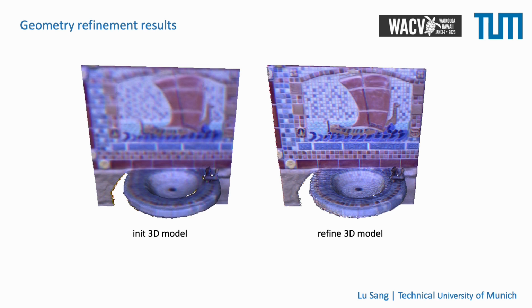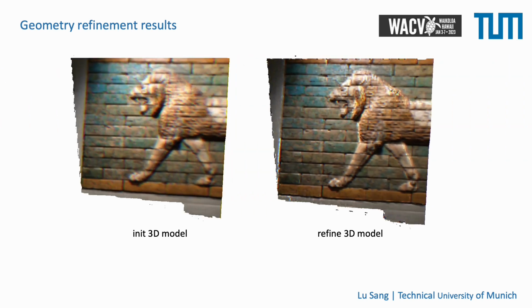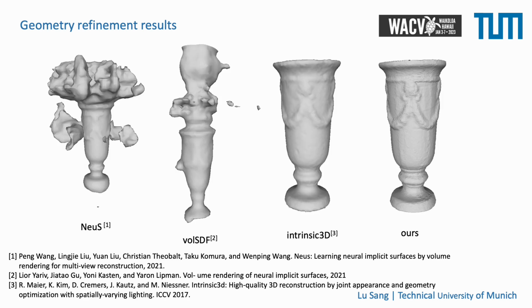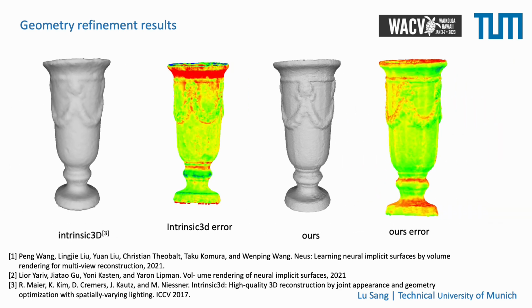The second part, we focus on the geometry improvement of our method. After refinement, the detailed texture is recovered compared to the initial result. We also evaluate our method on the multi-view dataset where the ground truth laser scan of the object is offered. Our reconstructed model obtained better accuracy compared to the previous work.